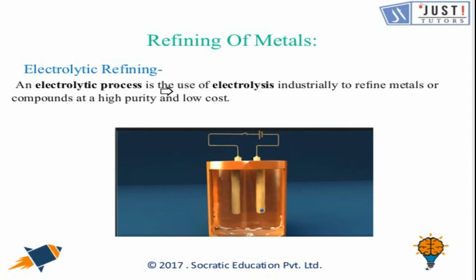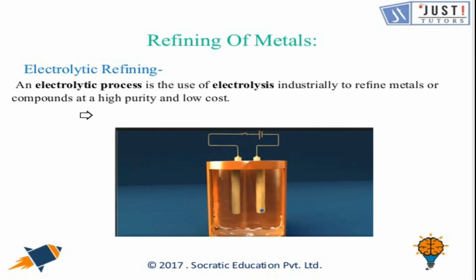So let's learn more about electrolytic refining. The electrolytic process is the use of electrolysis industrially to refine metals and compounds to a high purity at low cost. It is used in industries, and many metals such as copper, zinc, tin, and silver are refined electrolytically.